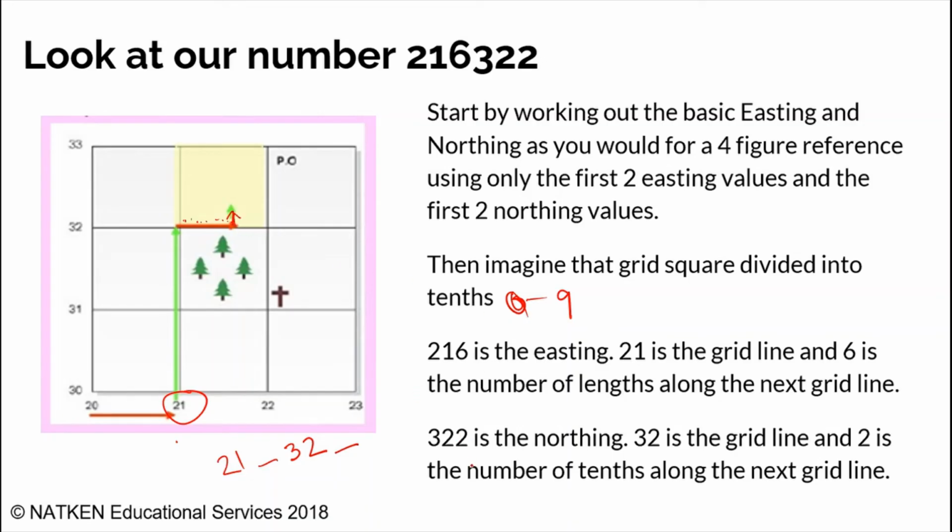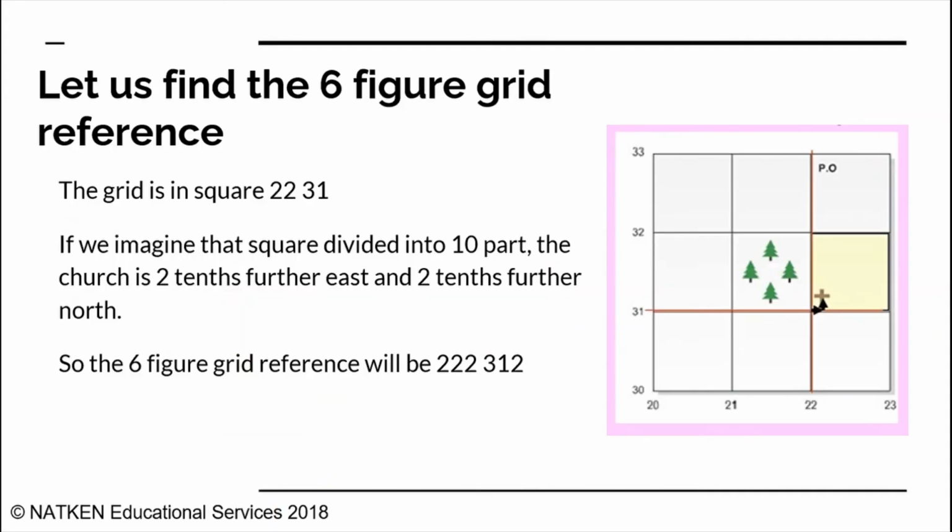Similarly, for the northings, it's 3, 2, where 32 is the grid that we would use for the 4 figure, and then 2 is the number of tenths along the next grid. So it would be along here, and then we would go up, and our number would show us the one that's going across here. So that is how we would have gotten our final section of the number to create our 6-figure grid reference.